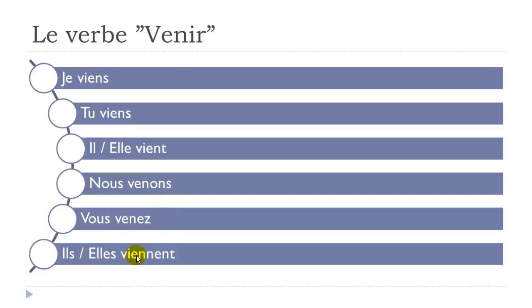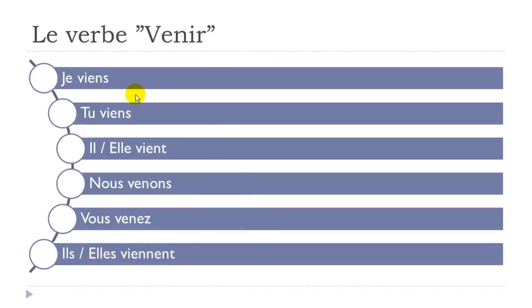And the last one here. So you've got this double N just after the E, so it will change a little bit your pronunciation. Ils viennent. So remember this classic ending ENT for the third person of the plural is here, but phonetically it doesn't exist, so you don't pronounce it. Viennent, okay? Ils viennent, elles viennent.